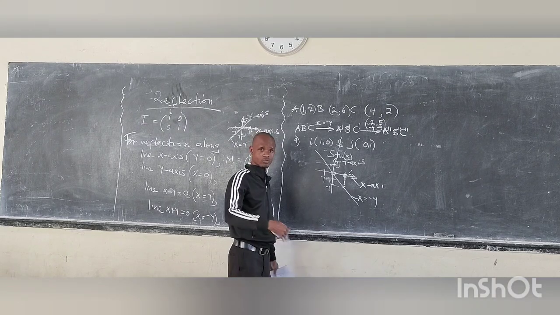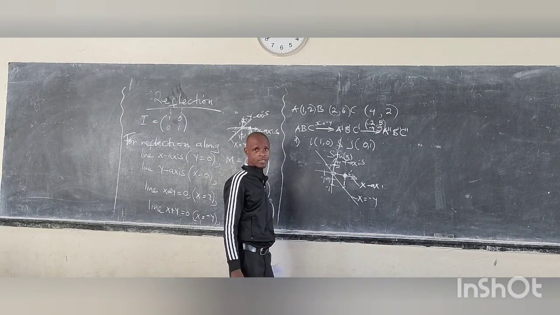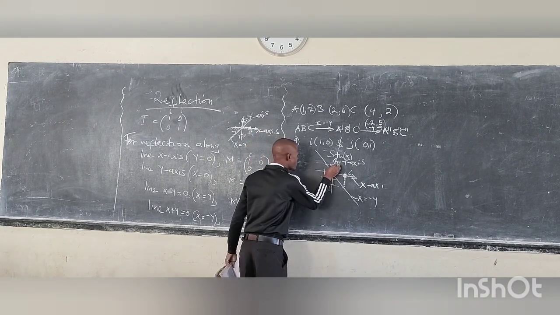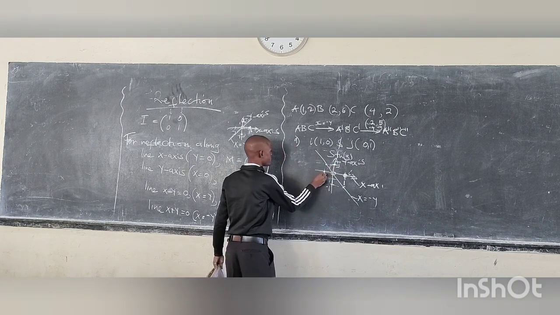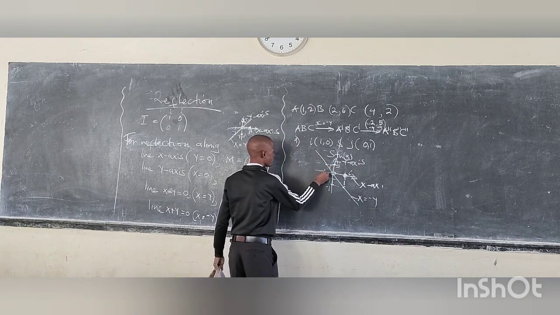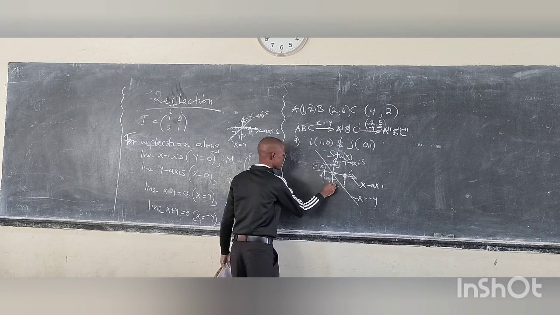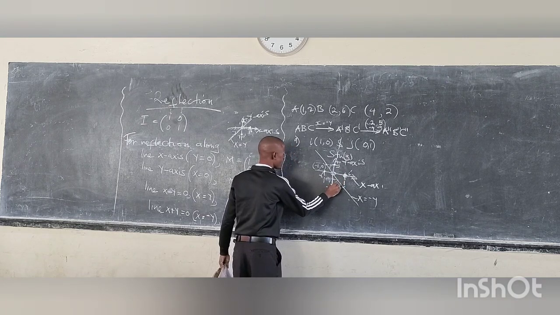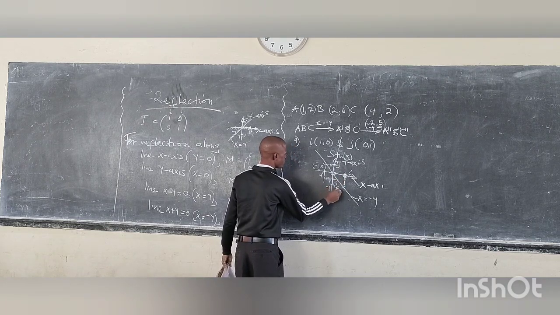You don't need to use even more than 3 minutes. Is it clear? After that, you reflect this and it comes here. This is my J prime. What coordinates do you get here? It is negative 1, 0. You reflect this and it comes here. This is our I prime. What coordinates do we get here?